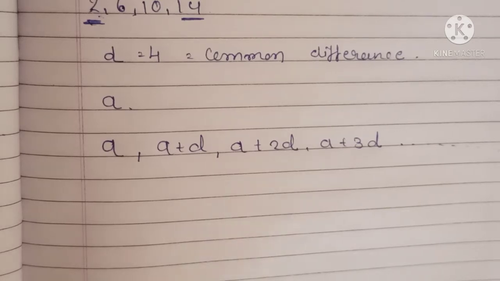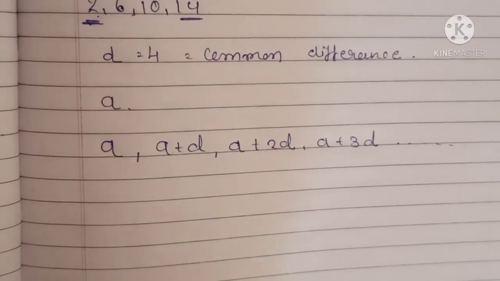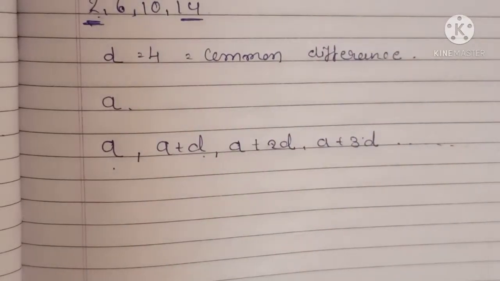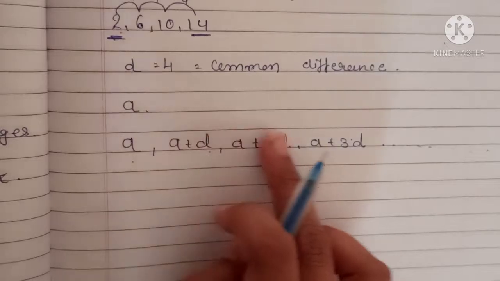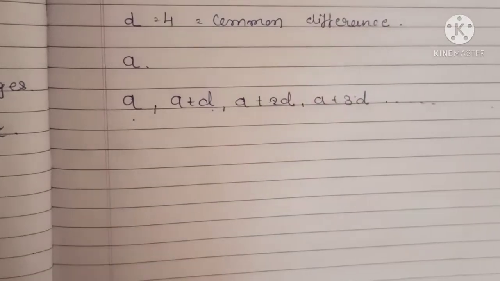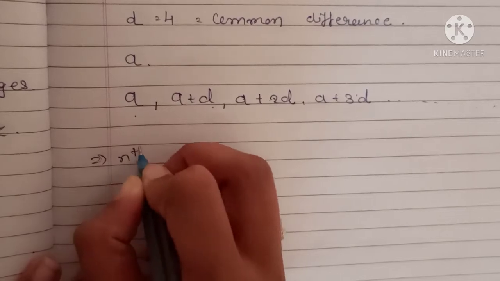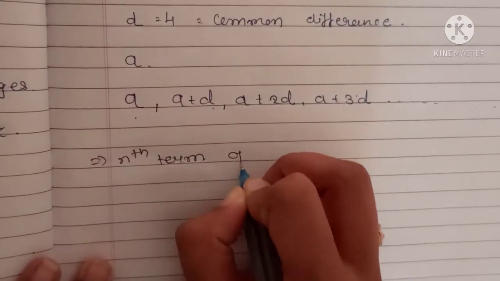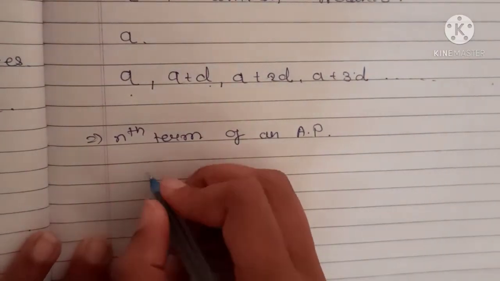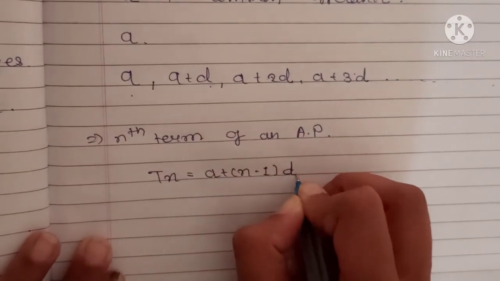So the basic structure, the general form of the arithmetic progression, is A, A plus D, A plus 2D and A plus 3D. This is the general form of the arithmetic progression. Now if we have to find any term of that series, we can find the nth term of an arithmetic progression. What is the formula for it? The formula is Tn equals A plus (n minus 1) into D.